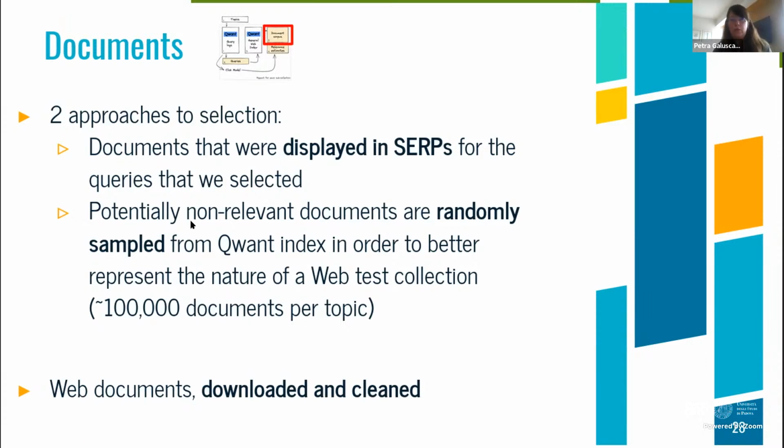So therefore, we also add some random documents selected from the Qwant index to the collection, and then the full collection better corresponds to the web search retrieval problem. So we add something like 100,000 documents per topic, randomly selected from the Qwant index. All the documents are in the format which is directly indexed by Qwant, so these are downloaded and cleaned, so you don't have to do any HTML cleaning. These are in the form of plain text.